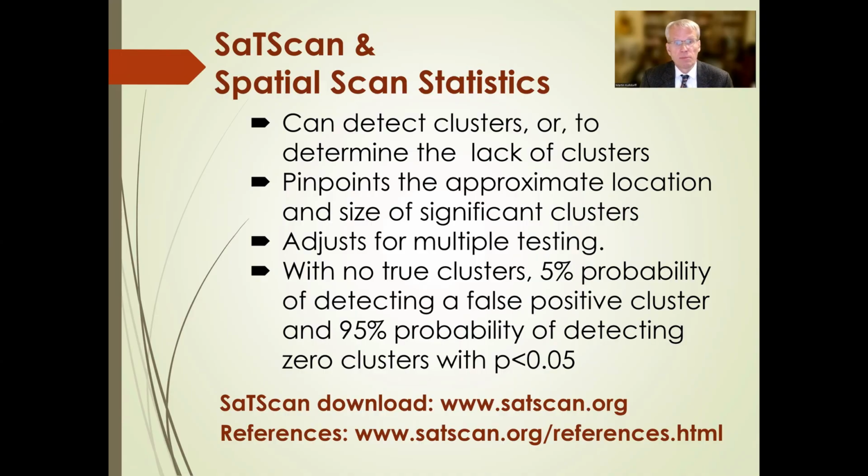It adjusts for multiple testing, which means that if there truly are no clusters, then we have only a 5% probability of detecting a false positive cluster. And in 95% of the cases, with 95% probability, we will detect 0 clusters with a p less than 0.05. So we don't get an excess number of false positives, which is important.